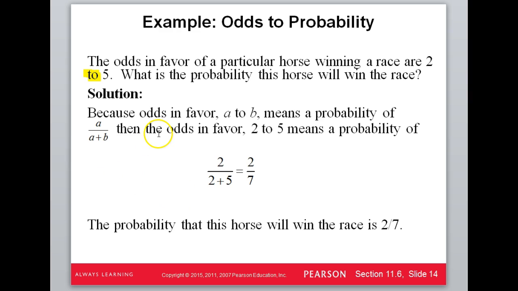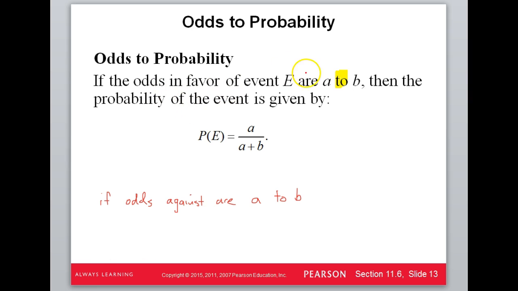Alright, remember this will always be a proper fraction. At very worst, the numerator and denominator will be equal, but you'll never have a probability where the numerator is bigger than the denominator. This is also true for the odds against. Okay, we just have to do something a little bit different.